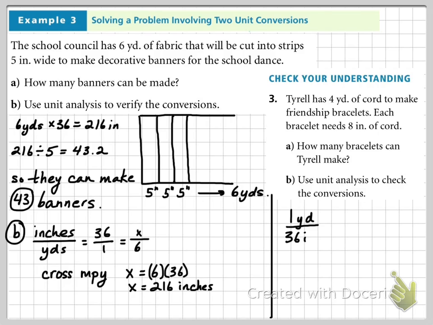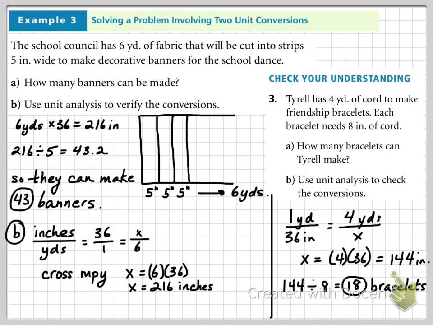Check your understanding. 1 yard is the same as 36 inches, is equal to 4 yards to x, to cross multiply. 4 times 36 is 144 inches. And we can again say 144 divided by 8 is going to give me 18 bracelets.